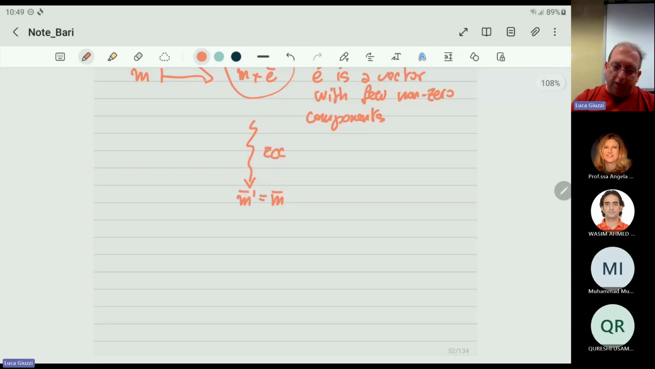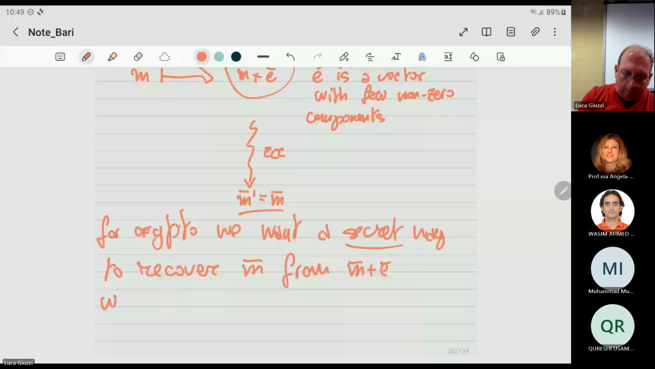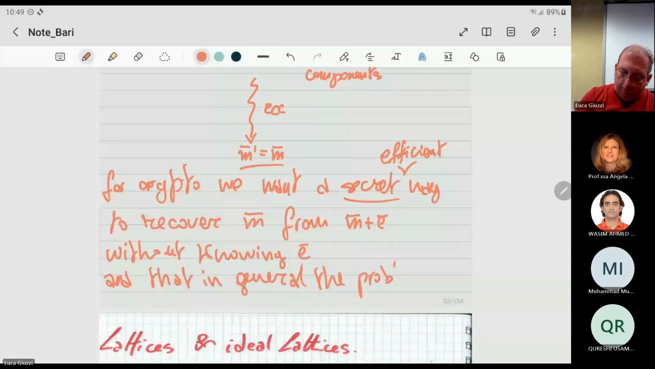is that this kind of operation, this kind of approximation for code cryptography, we want a secret way to recover M from M plus E without knowing E, a secret, efficient way, and that in general the problem is not feasible.